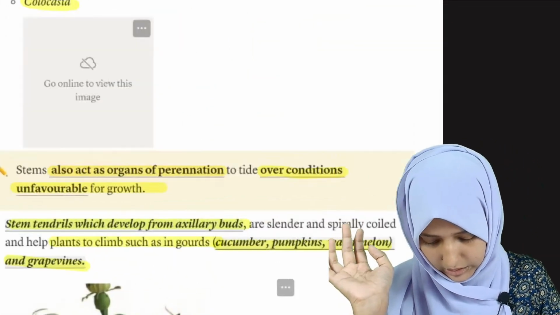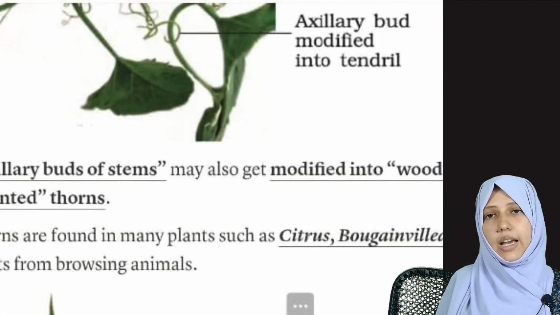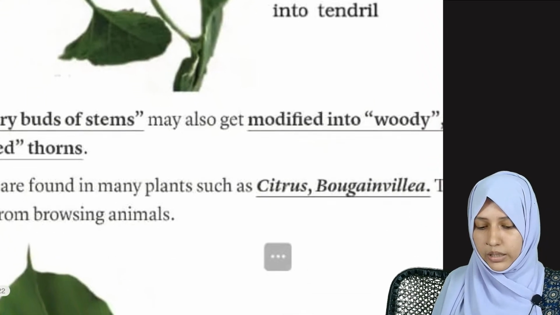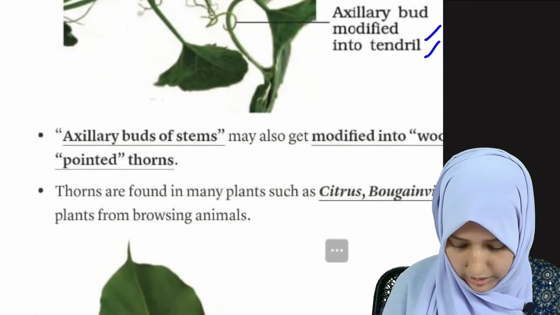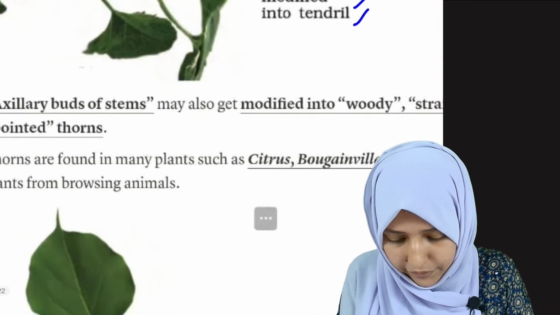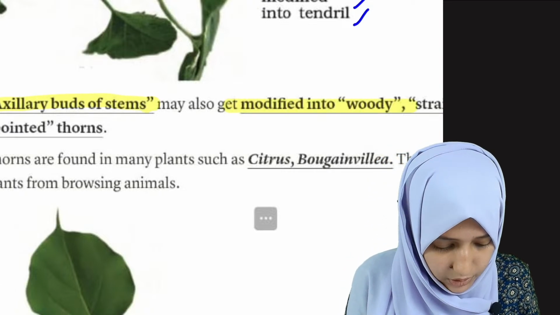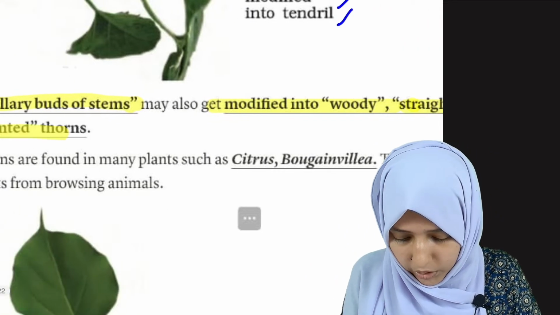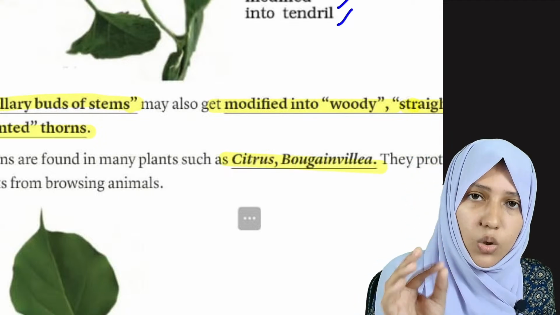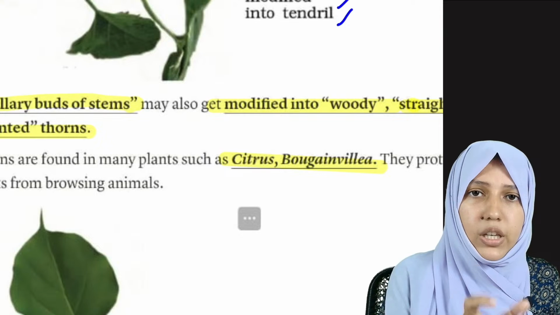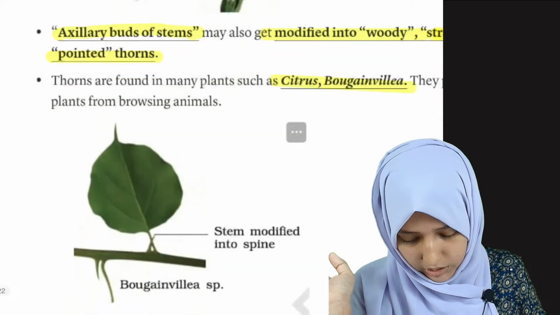Clear? See this picture, this is the axillary bud, and from this axillary bud it is modified into a tendril. Clear? Now axillary buds of stems may also get modified, this is important, this was a PYQ. Axillary buds of stems get modified into woody, straight and pointed thorns, present in citrus and bougainvillea. So the thorns of citrus and bougainvillea are modifications of stem. Please note the point, it is important. And they protect from browsing animals.